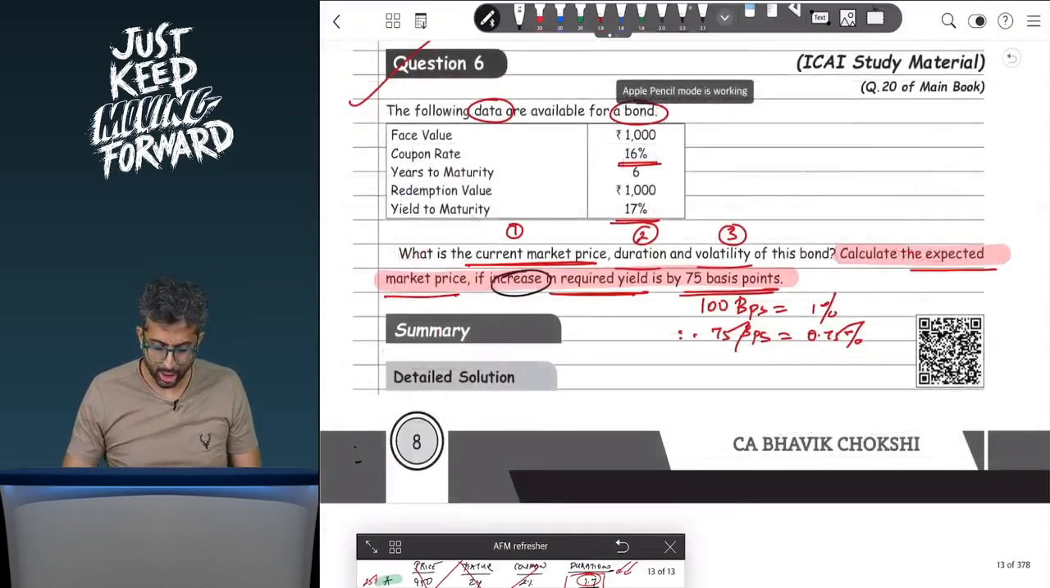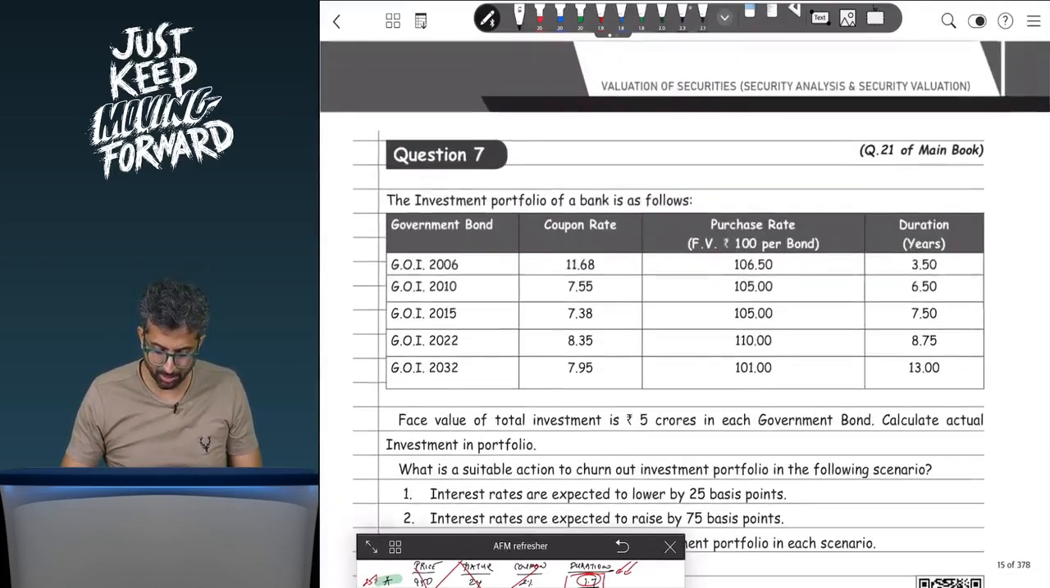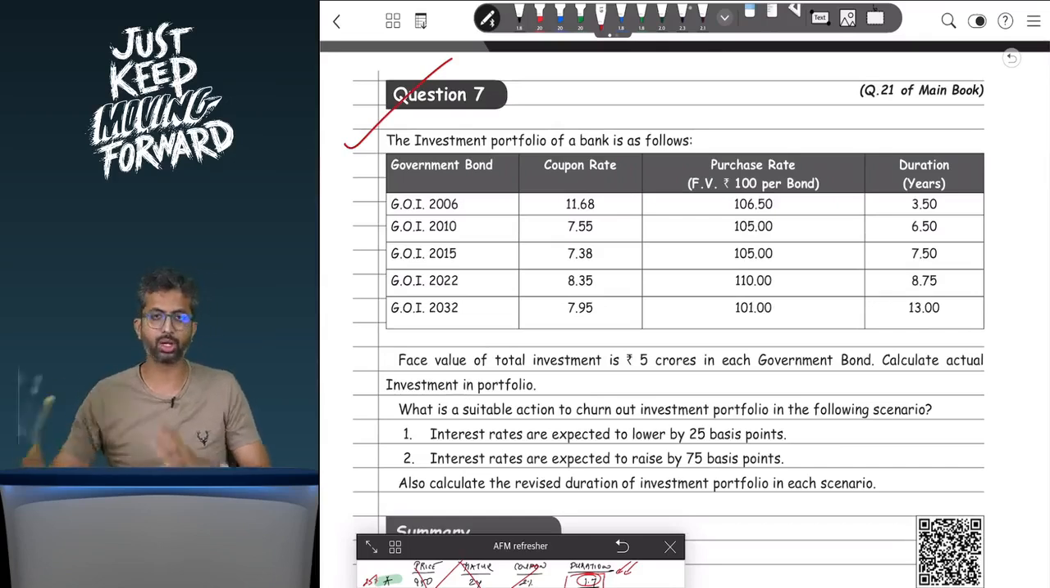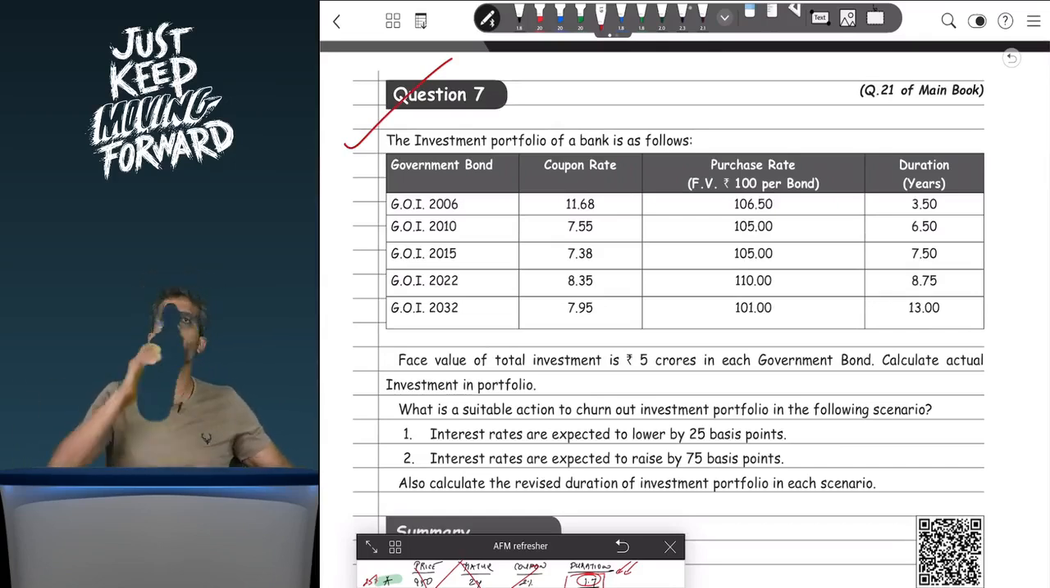Yes. Okay. So over here, if I go to question number 7 and try to see if you have understood bond strategy properly or not. Let us go to question number 7, please.